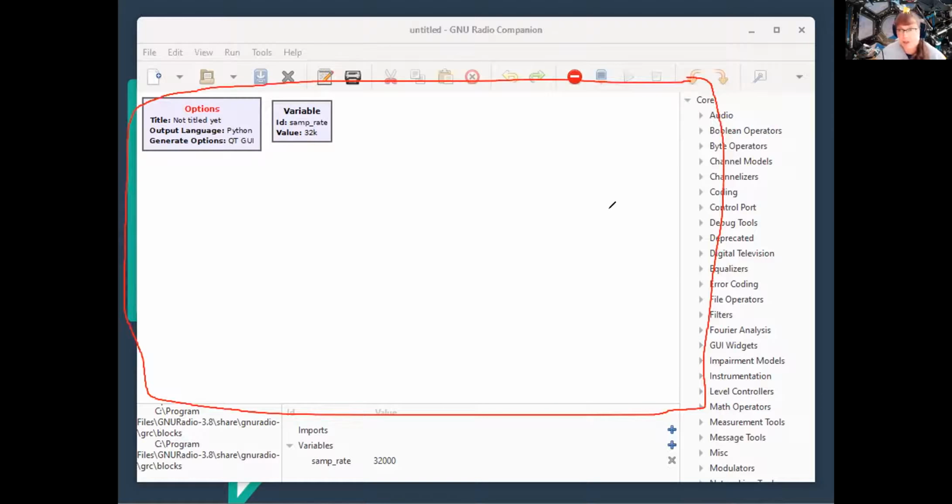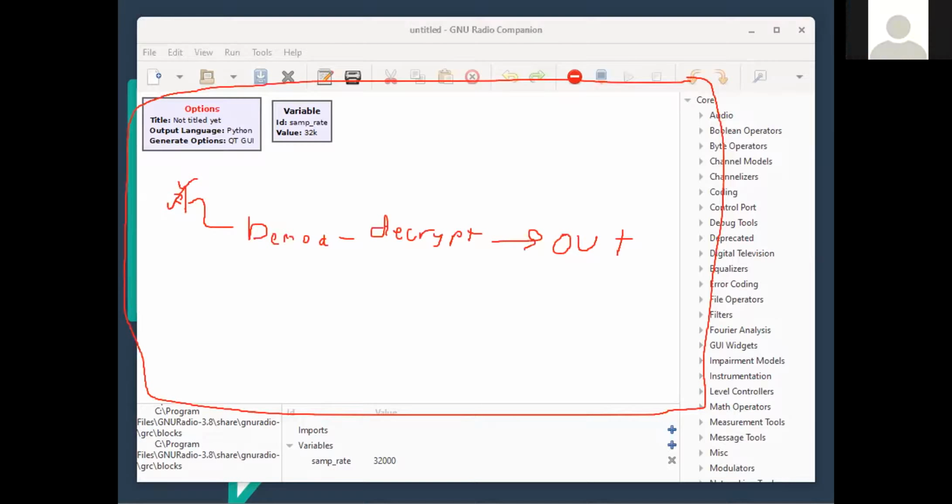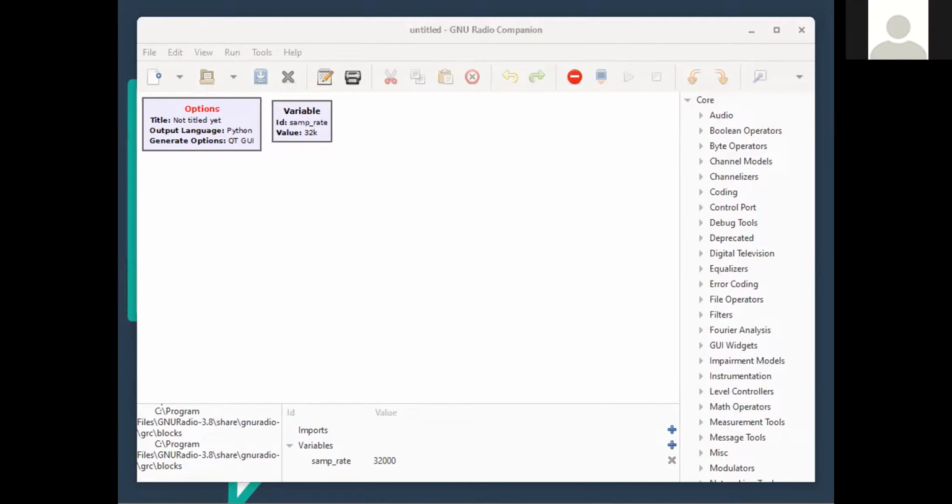The way radio works is, of course, you grab a signal from an antenna. So you have an antenna over here that comes in, and then it gets processed in some way. You might demod it, decrypt it, et cetera, through a big pipeline, and then you get something out. And we're going to draw that pipeline in this area.